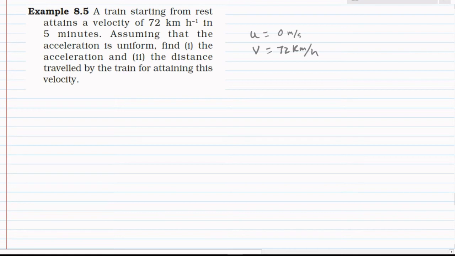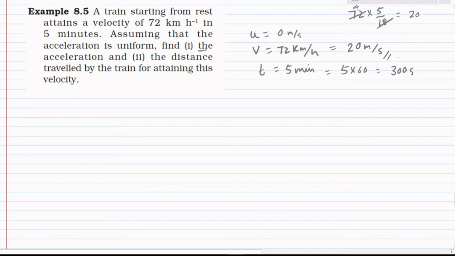It's always a good idea to convert the speed into meters per second. So as I told you, just a small trick. All you have to do is 72 into 5 by 18. So you'll get the answer as 20 meters per second. Let's keep it there. And in 5 minutes, so the time taken is 5 minutes. 5 minutes is nothing but 5 into 60 seconds. That is 300 seconds.